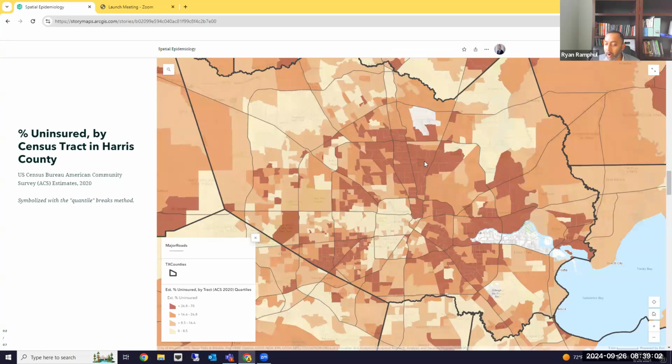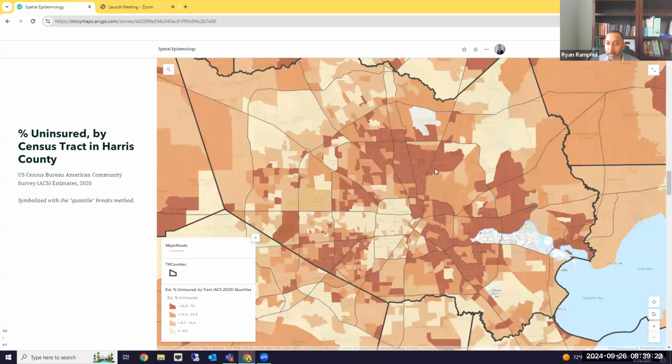The darker brown areas indicate a higher uninsured rate. However, this particular non-medical driver of health is especially acute when you consider the fact that Harris County has the highest uninsured rate in the state of Texas, and the state of Texas has the highest uninsured rate in the entire nation.